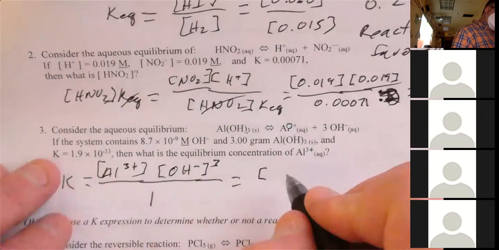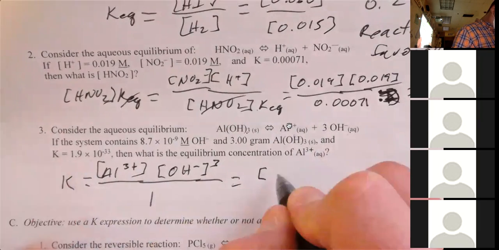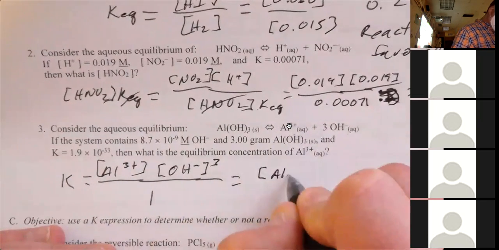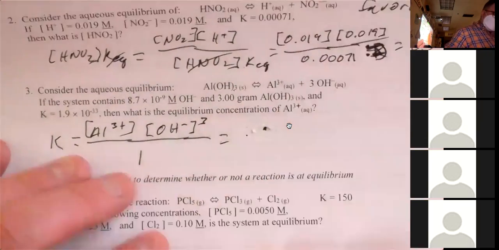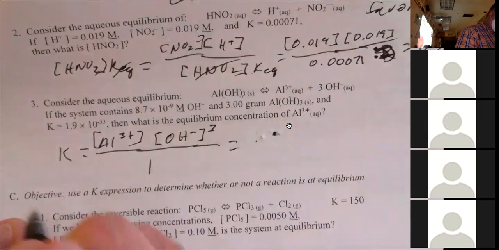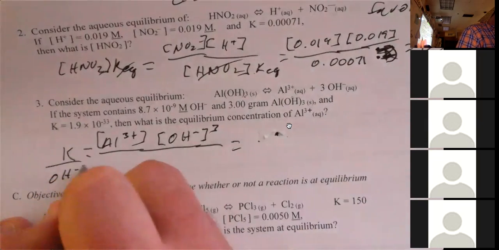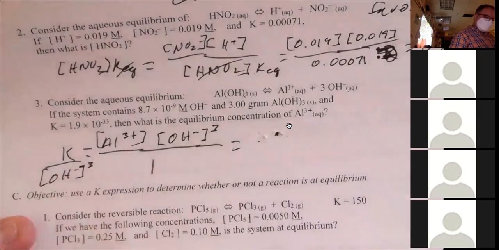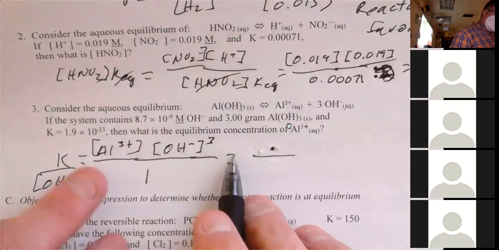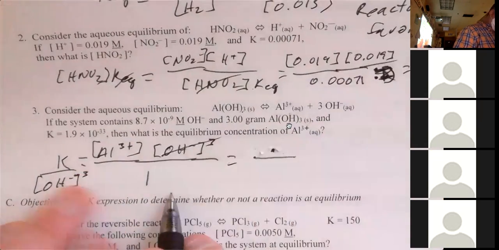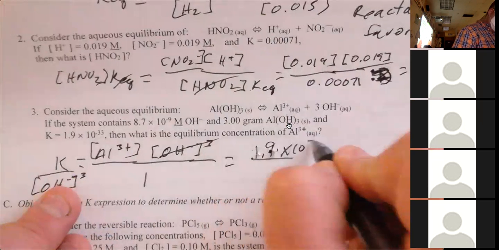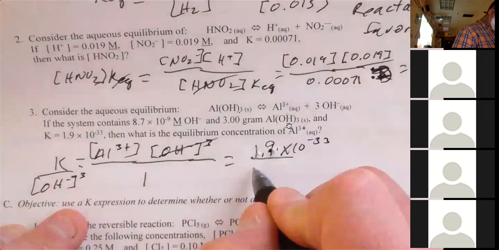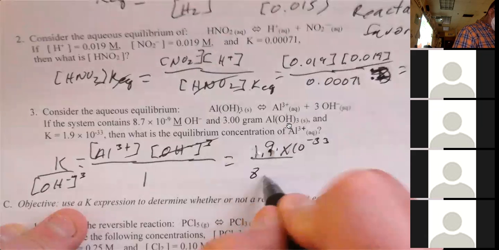Al3+ is what we're looking for, huh? So normally I would do what? Let's just maintain that I keep doing the same things that I always do. What are we gonna do to both sides to get this? We're gonna divide both sides by OH- to the third. So that would cancel out there. That equals our K, which is 1.9 times 10 to the negative 33rd, divided by 8.7 times 10 to the negative 9th.